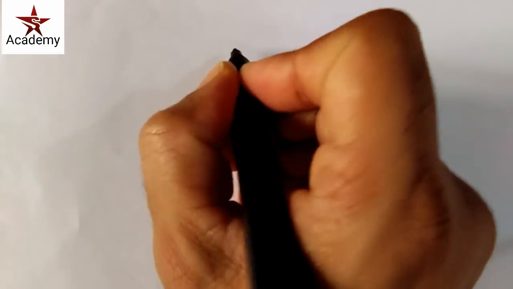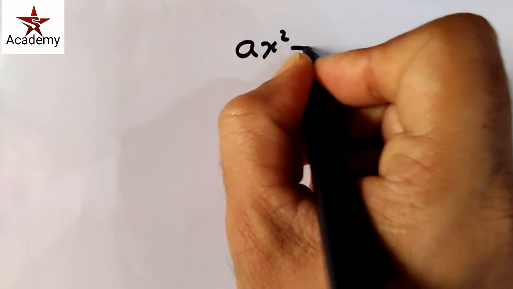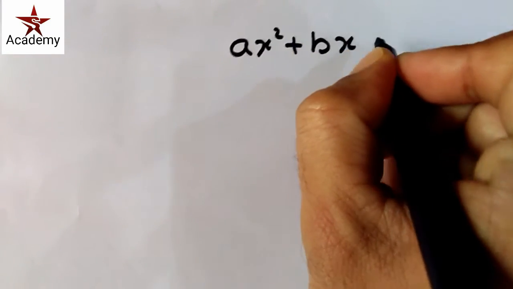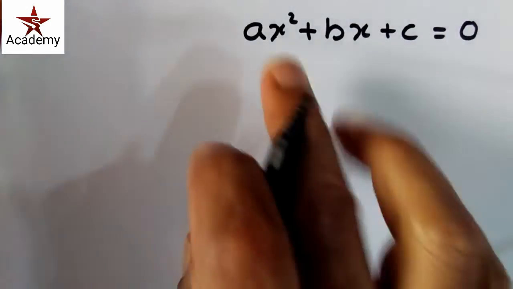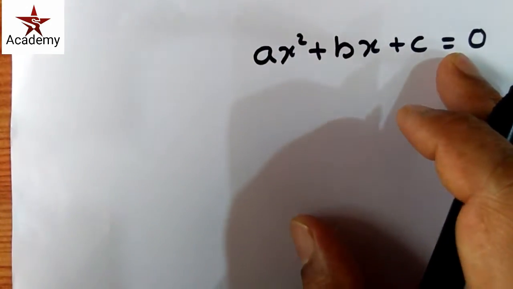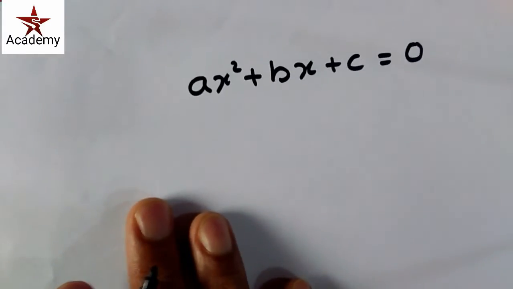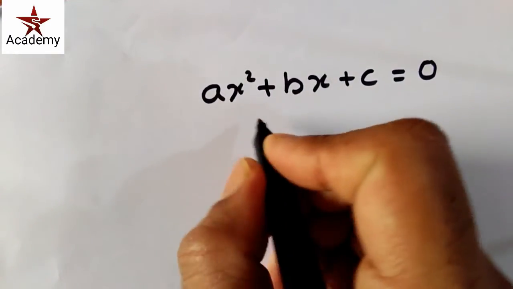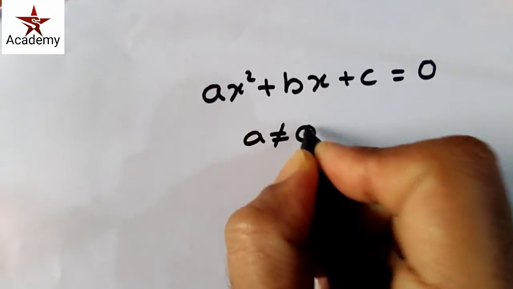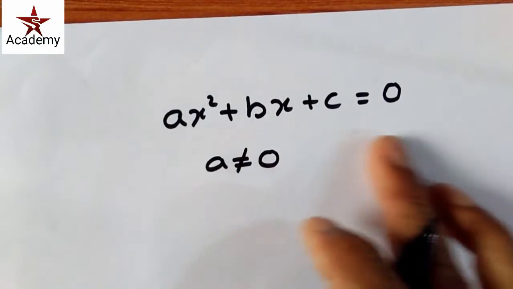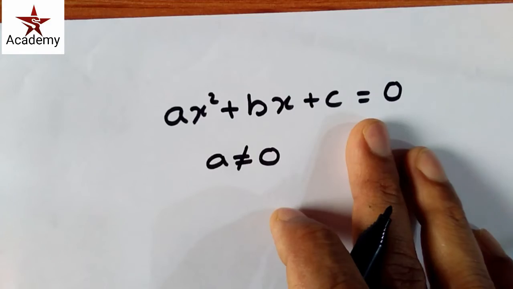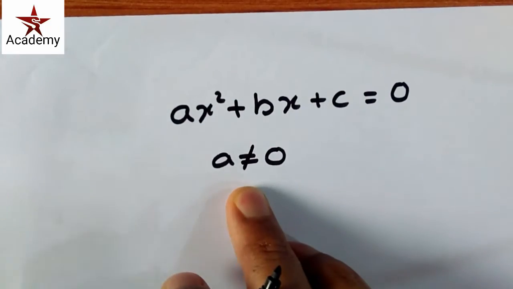A quadratic equation in variable x is an equation of the form ax square plus bx plus c is equal to 0, where a, b and c are real numbers. The condition provided is that the coefficient of x square, a, cannot be 0. As you can see, if it is equal to 0, this term will become 0 and this quadratic equation will become a linear equation instead. So therefore a cannot be 0.